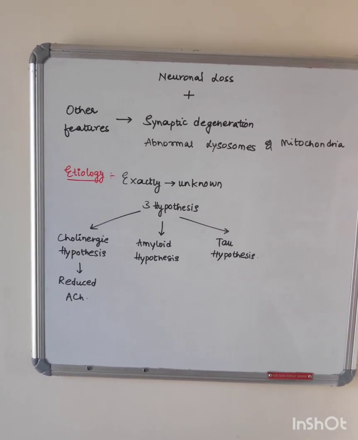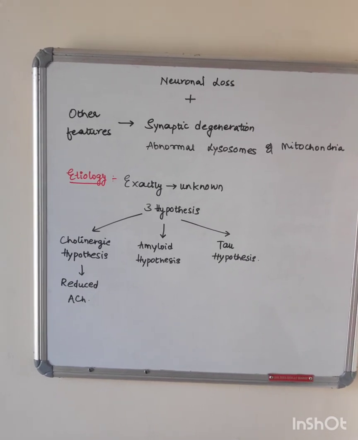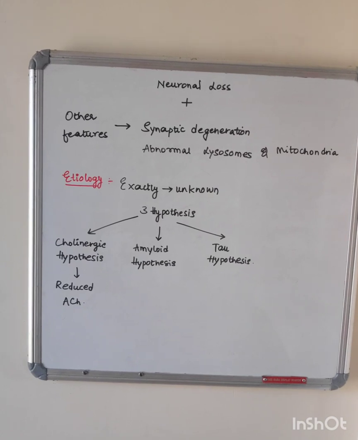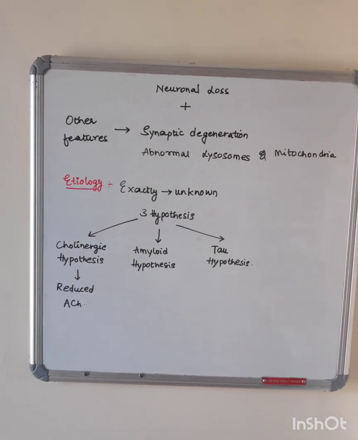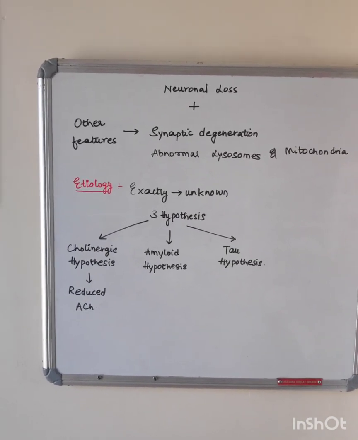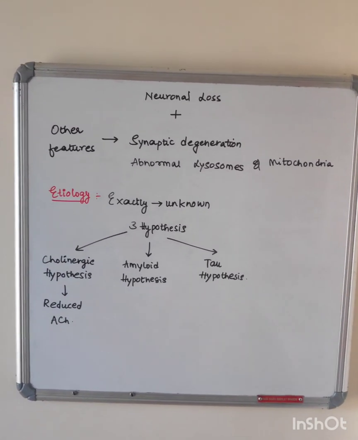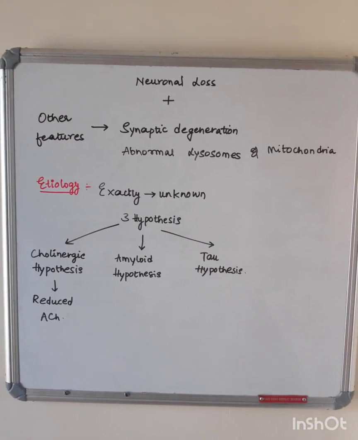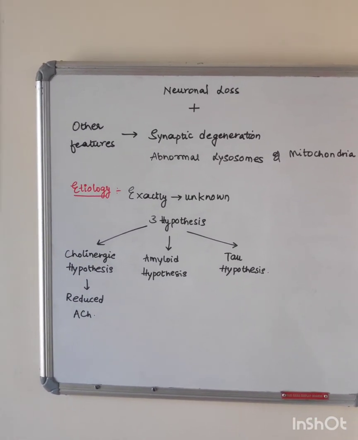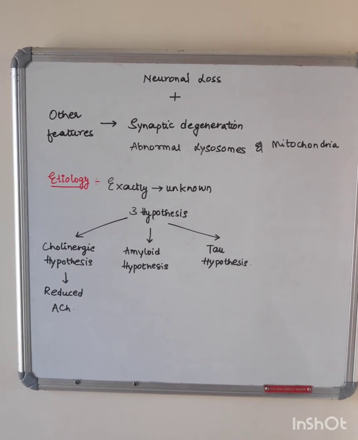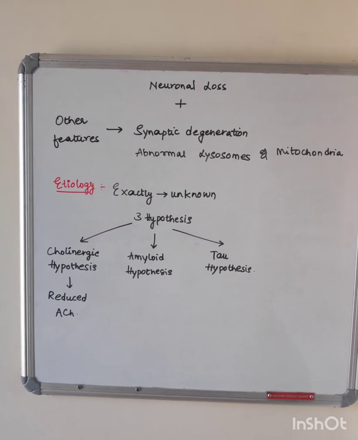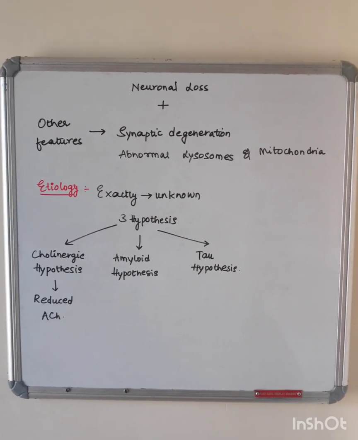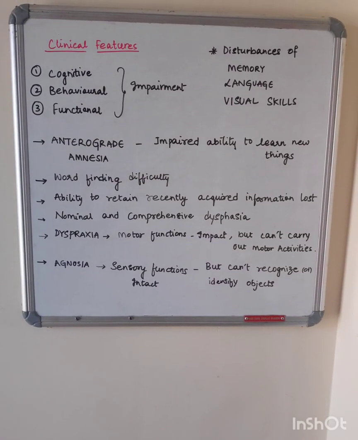Now coming to the etiology. For Alzheimer's disease, the exact etiology is not known, but there are said to be three hypotheses regarding the formation or development of Alzheimer's disease. One is the cholinergic hypothesis, which means due to reduced acetylcholine levels, Alzheimer's is said to occur. And the other two hypotheses are the amyloid hypothesis, that is accumulation of amyloid beta, and the tau hypothesis, nothing but accumulation of tau proteins.